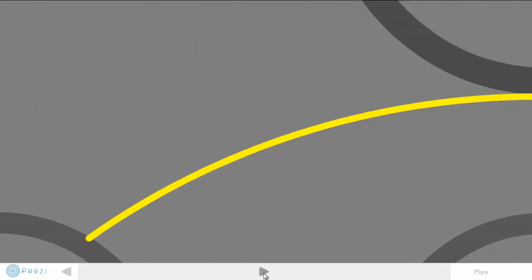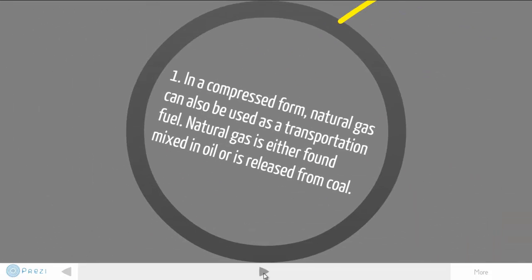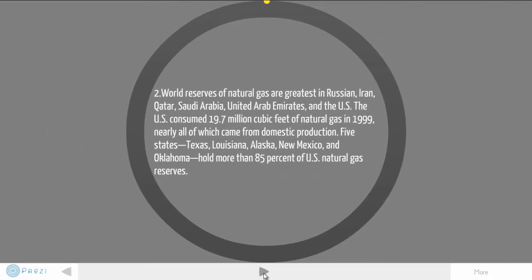Natural gas. In a compressed form, natural gas can also be used as a transportation fuel. Natural gas is either found mixed in oil or is released from coal. World reserves of natural gas are greatest in Russia, Iran, Qatar, Saudi Arabia, United Arab Emirates, and the U.S.